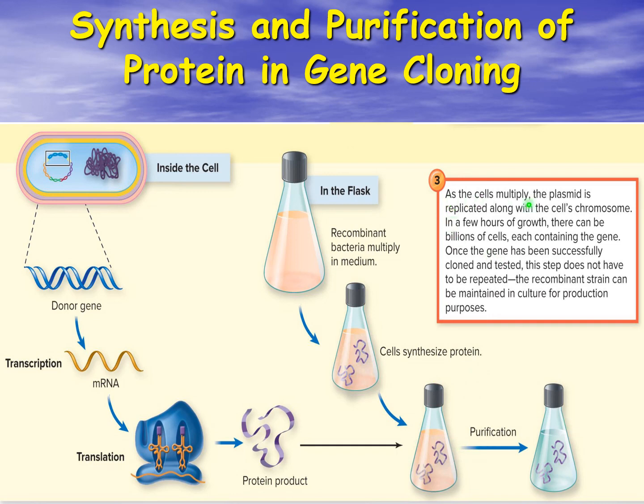So as the cells multiply, the plasmid replicates along with the cell's chromosome. So in just a few hours of growth, there can be billions of cells, each containing the foreign or donor gene. Once the gene has been successfully cloned and tested, this step does not have to be repeated. The recombinant strain can be maintained in pure culture for production purposes. So we need to make sure that the host cell can actually read the donor DNA and make the appropriate protein, in this case an interferon.